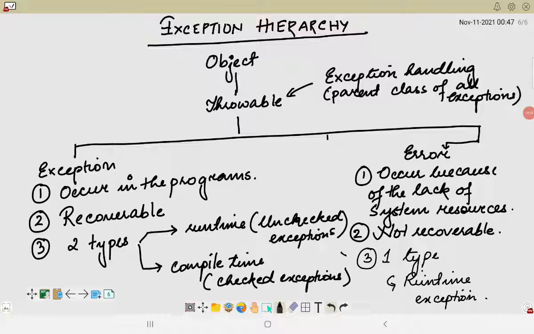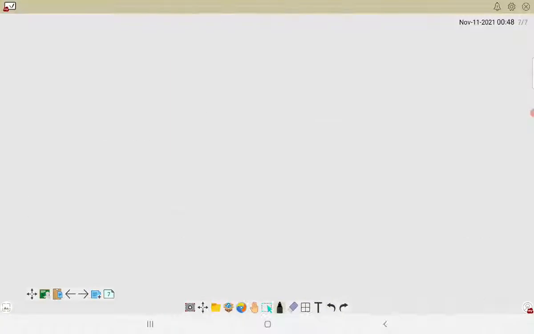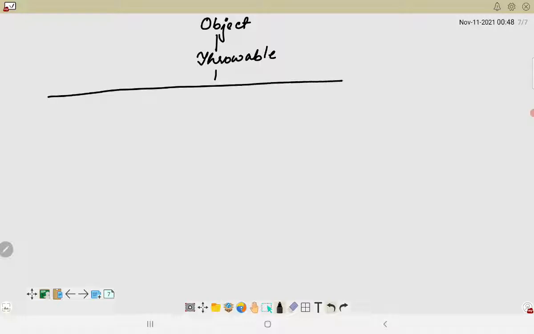Now, talking about the hierarchy. If we move ahead with the hierarchy, let me write it once again. Yes, so here, as already mentioned, object is the parent class. From here we have the parent class of all exceptions, which is throwable. As already mentioned, throwable has two different categories, two different classes. So we have exception and we have error.